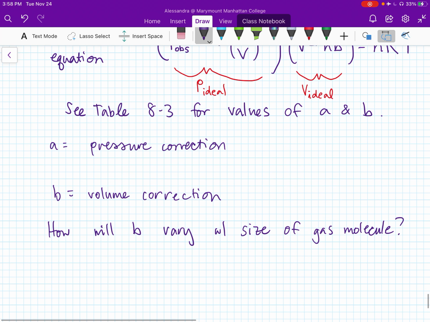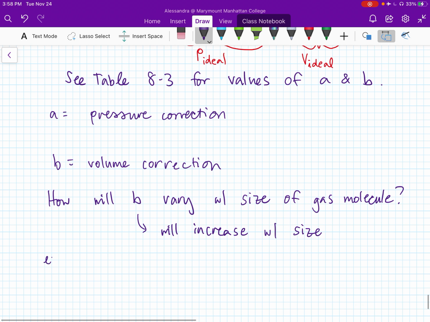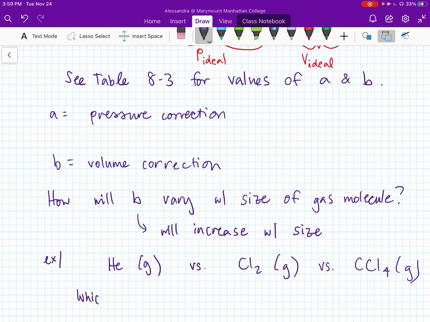Well, the bigger the gas molecule is, the more volume it's going to take up, right? So we would expect the value of B to increase with the size of the gas molecule. So for example, if you have helium gas versus chlorine gas versus carbon tetrachloride, which of these gases is going to have the highest B?